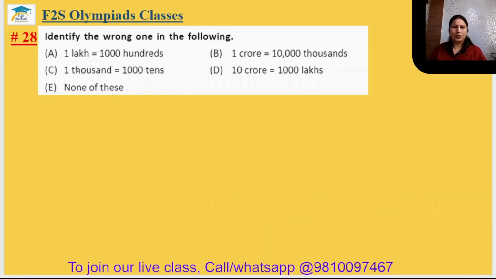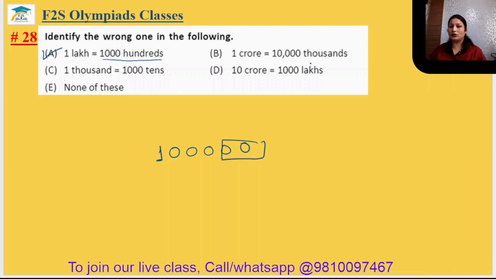Question number 28. Identify the wrong one in the following. 1 lakh equal to 100 hundreds. It may be possible or not, let's check it. How can we write 1 lakh? 1, tens, 100, 1,000, 10,000 and 1 lakh. So it is equal to 100. So remove 2 zeros from the 100. So it is 1,000 hundreds. It is correct.